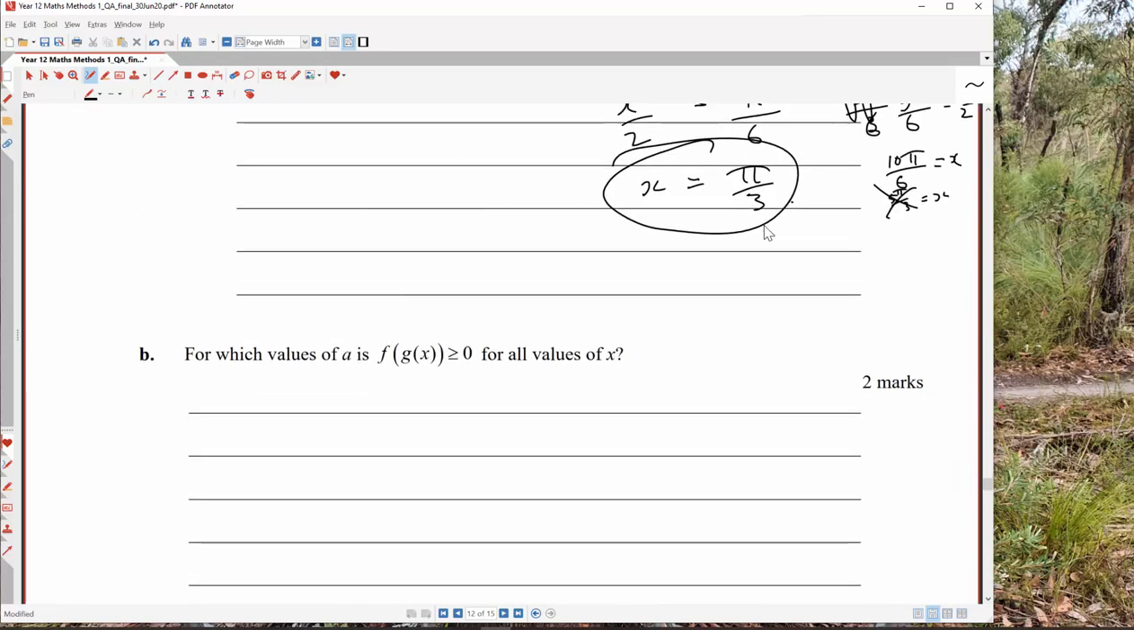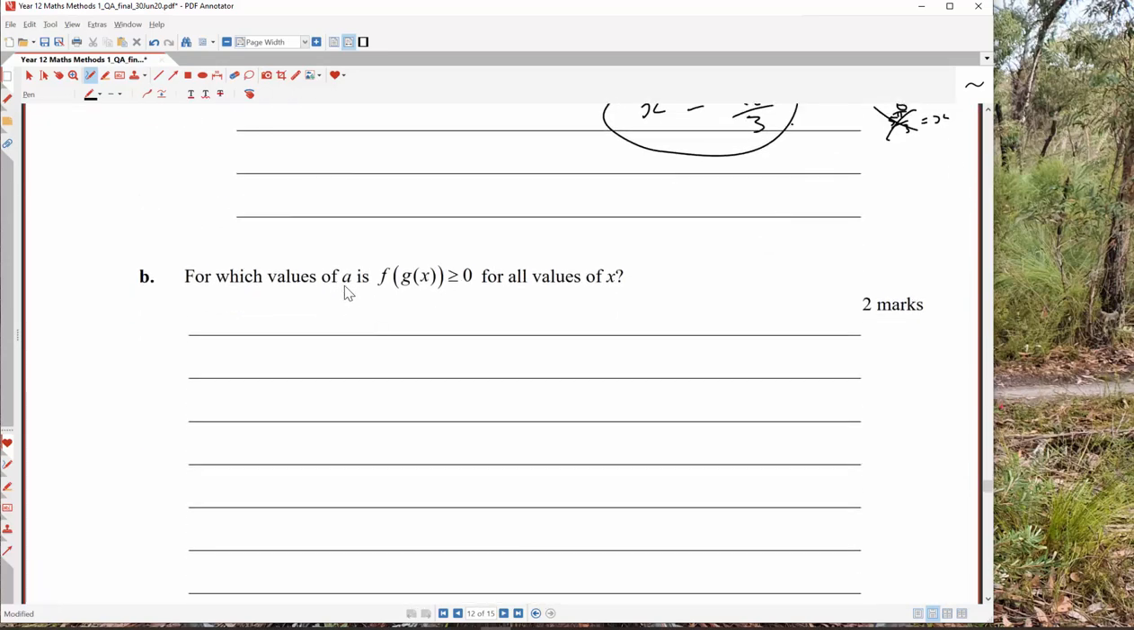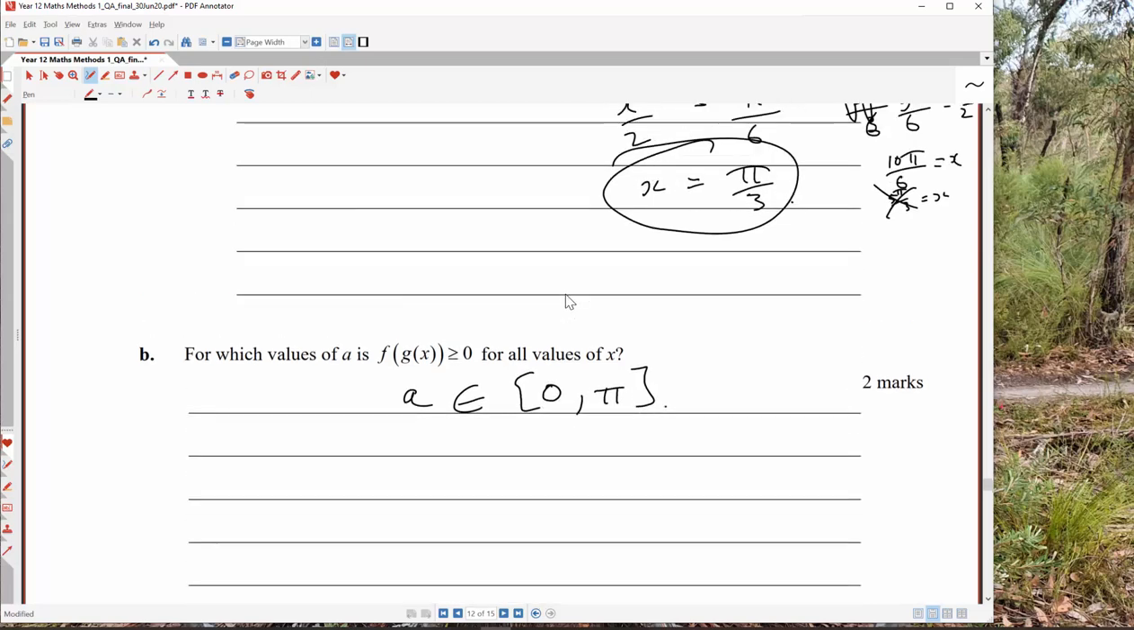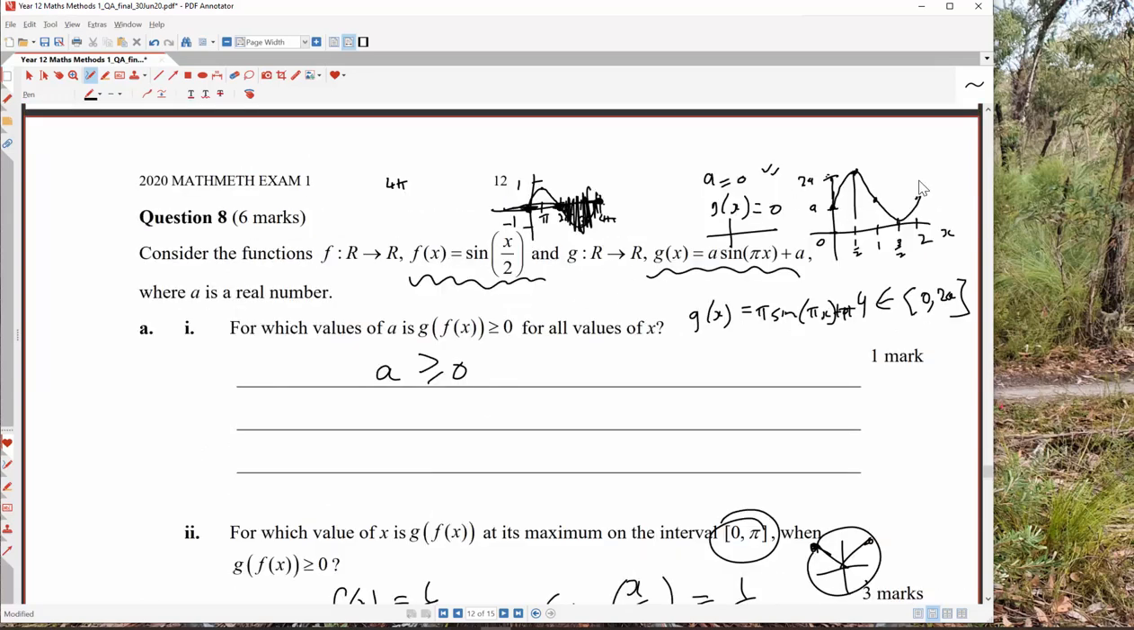So the answer to this one here, for which values of a is that going to happen? It's going to be anywhere, so a, not x, a can be an element from 0 up to pi. So any value between 0 and pi will cause this to produce positive values, or greater than or equal to 0.